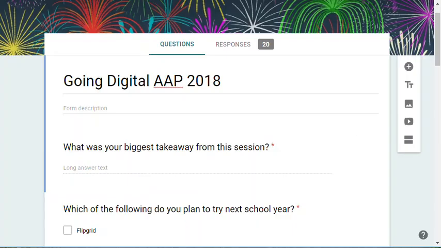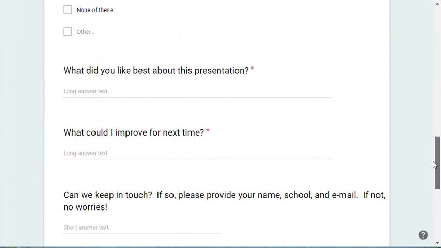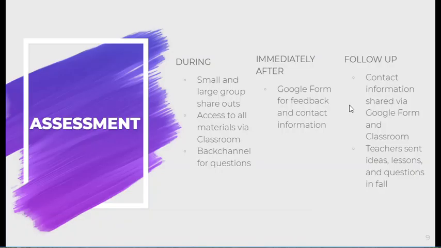I had teachers use a Google form to tell me what their takeaways were, what they planned to try, and what I could improve for next time. This also allowed me to keep in touch so that I could get more information from teachers about what they liked well, what they used, and the lessons that they created.